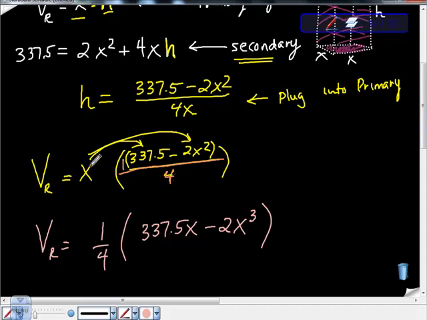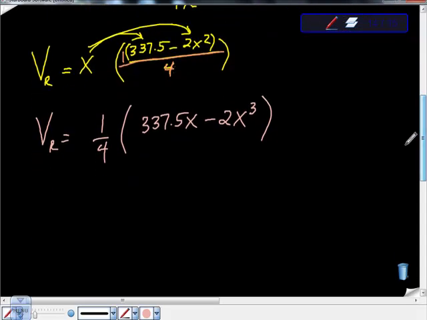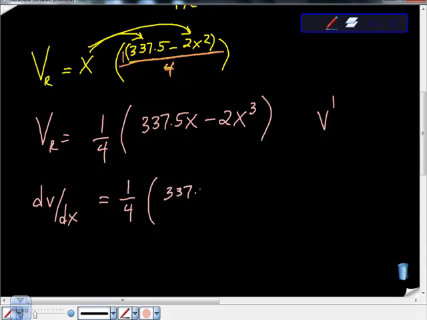If you look at this second equation and compare it to the first one, this will be a hell of a lot easier to differentiate. Now I'm going to differentiate, taking the derivative of volume with respect to the change in x. It's really important that this is this and this V is this one. Otherwise, you could just say I'm taking V prime, and you could get away with that for sure. So dV/dx is equal to 1/4 times 337.5 minus 6x squared, isn't it?